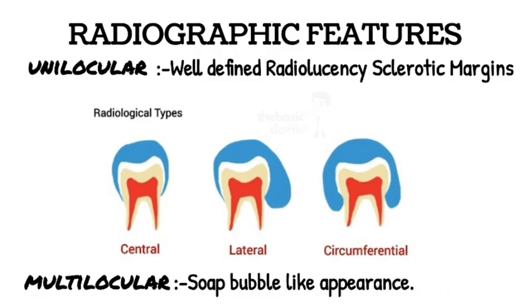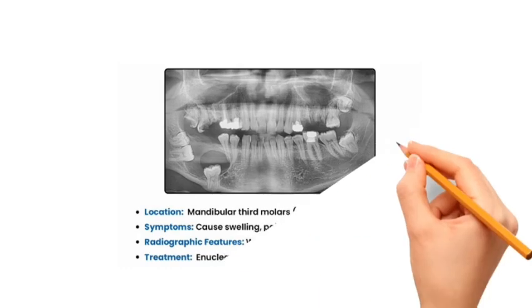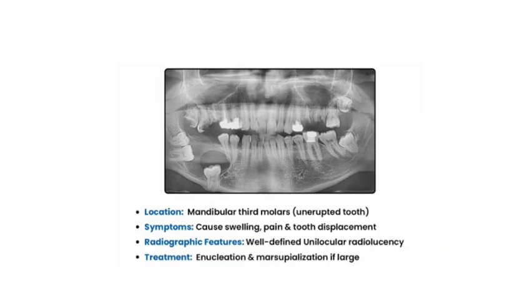In the central, the crown of the impacted tooth is involved, and in the lateral, one side of the tooth is more involved, and in the circumferential, the whole tooth is covered with the lumen of the cyst. Now coming to the second one, that is the multilocular type. In this, there is a soap bubble like appearance or honeycomb appearance. Now I will show you a radiograph of the dentigerous cyst so you can better understand.